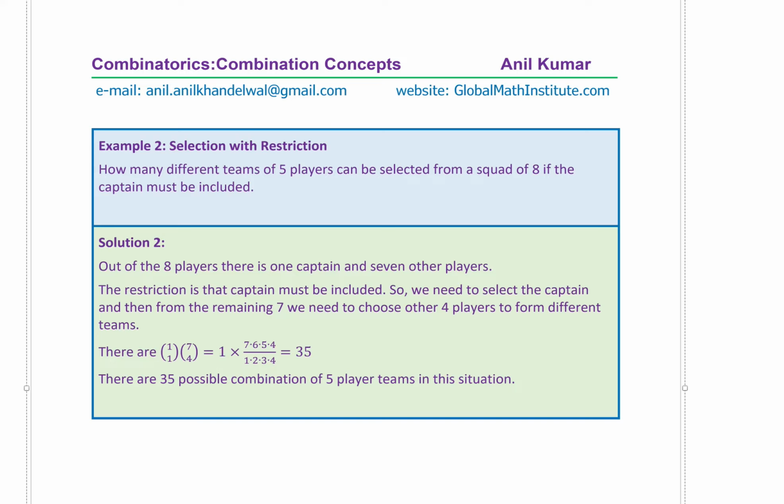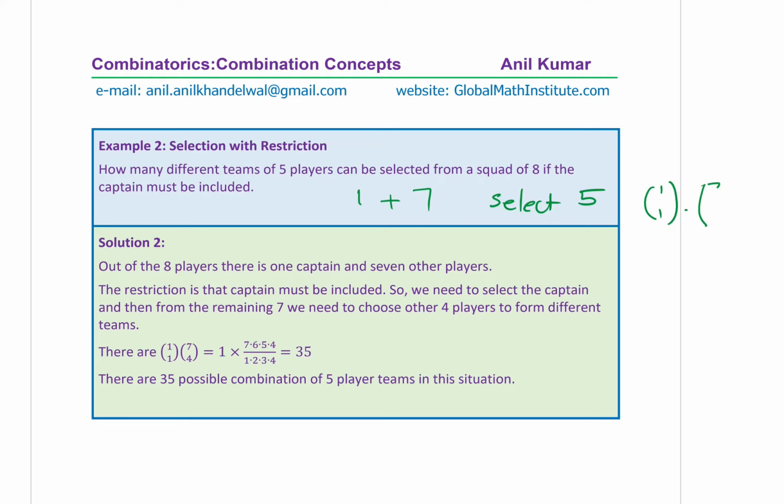So basically, if you look at it, what we have here is 1 plus 7, right? And we need to select 5. So 1 is the captain. You have to select the captain, so there is no choice. So you could write this as 1 out of 1. You selected the captain. Now, out of 7, you have to select how many? 4, because 1 has been selected. So from 7, you have to select 4, and that is the answer.